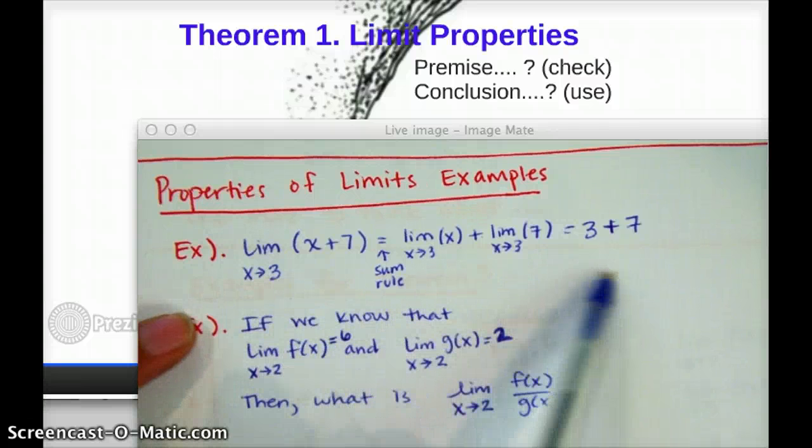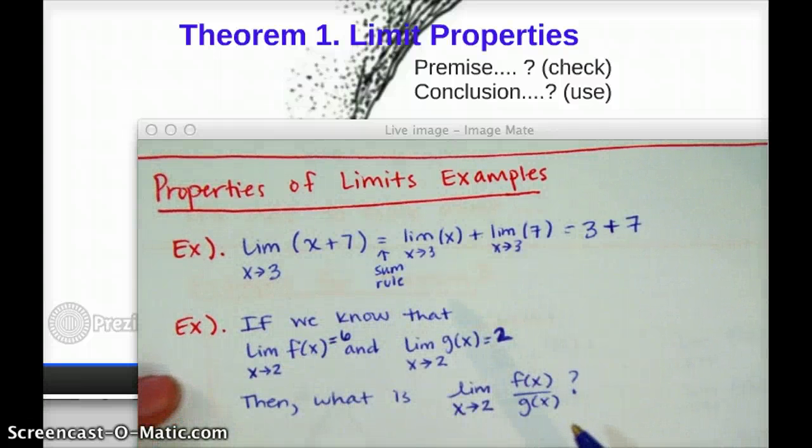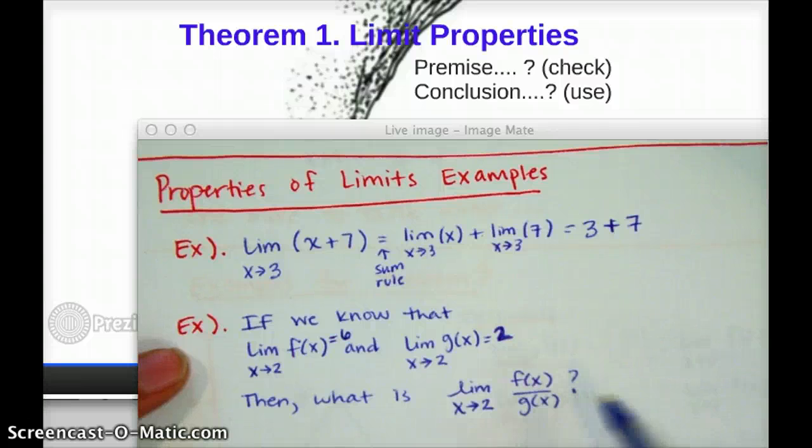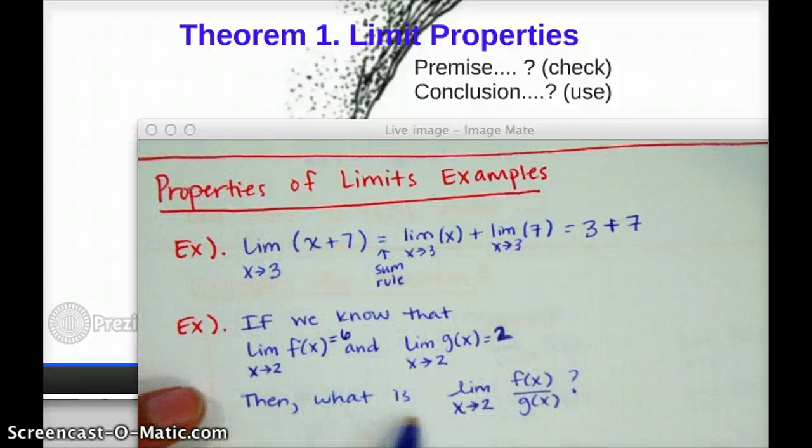This is sort of a practical application. Sometimes I'll test this same knowledge in a more abstract way. If we know that the limit as x approaches 2 of f of x equals 6, take a moment to make sure you know what's the input, what's the output here. And we also know that the limit as x approaches 2 of g of x is 2. Then what's the limit as x approaches 2 of f of x divided by g of x? So this would be some weird big function.